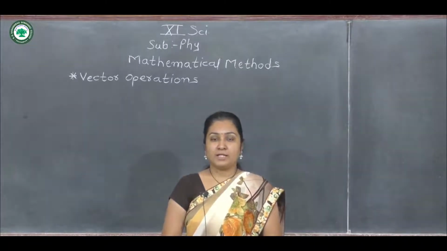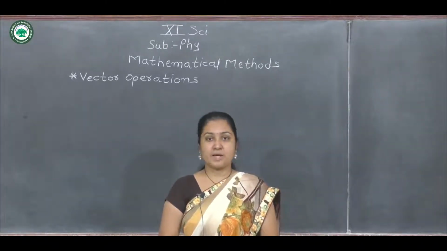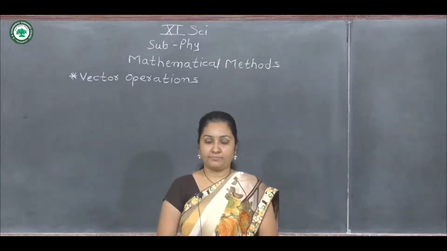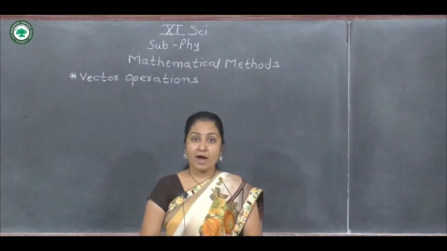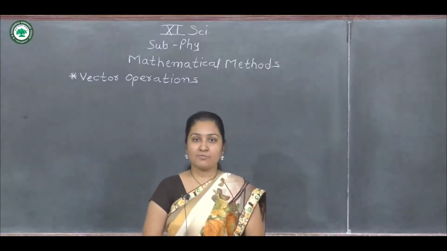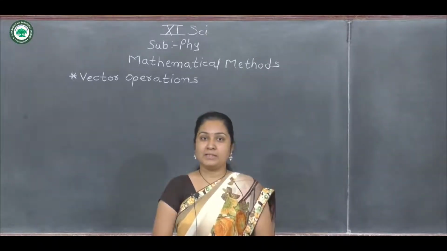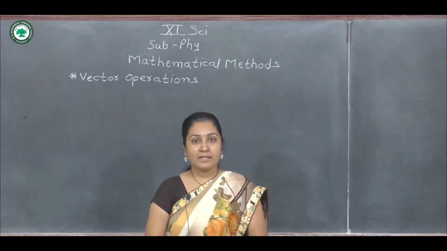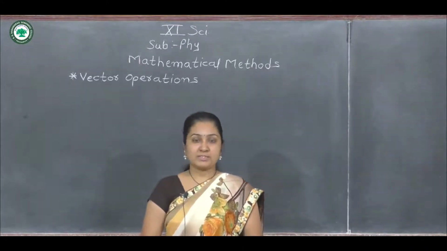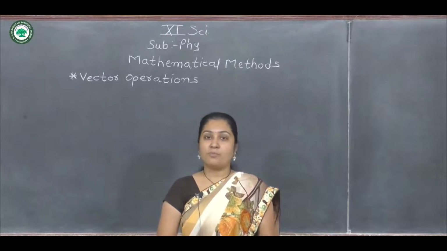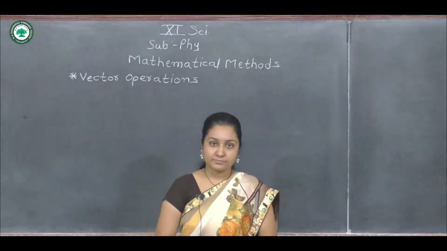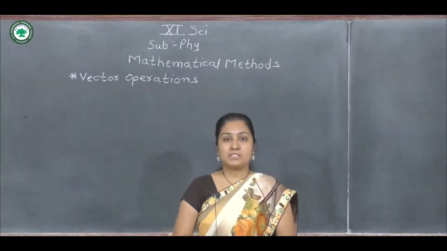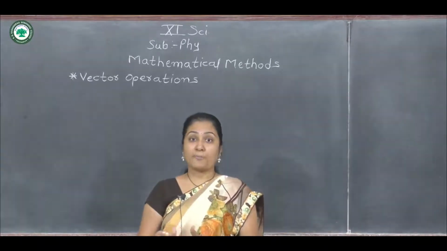We are going to study 11 Science Physics, second chapter Mathematical Methods. In the last lecture, we studied what the mathematical methods are and why they are necessary for studying physics. We also studied scalars and vectors, and different types of vectors, for example, position vector, unit vector, equal vector, resultant vector, like that. Now in today's lecture we are going to study the vector operations.